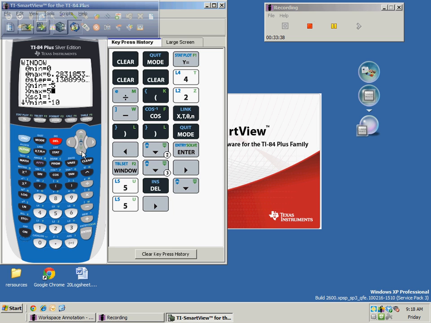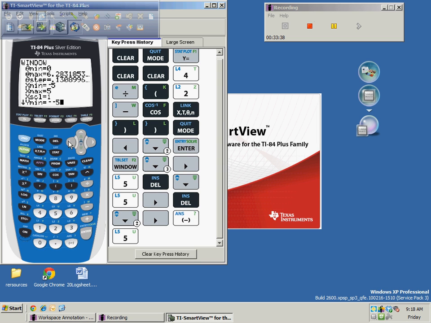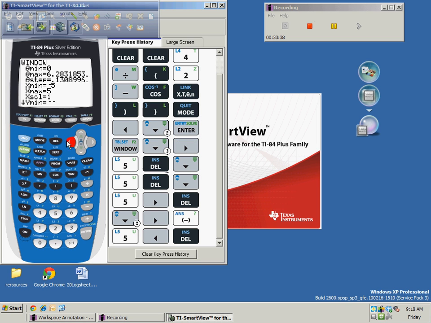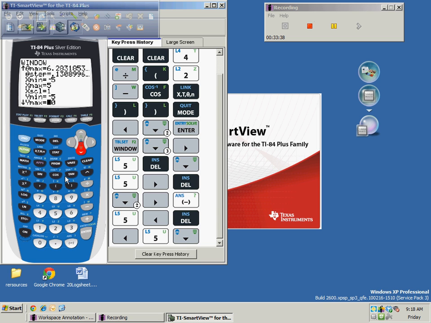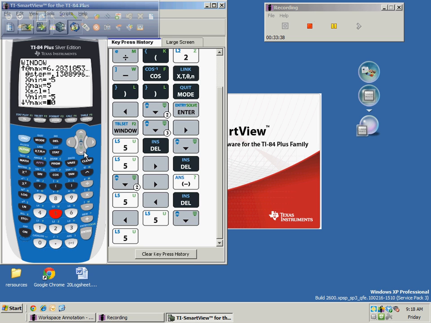And same thing on the y. Let's go from -5 to 5. Change that into 5. And let's pray and see what happens. Graph. Pretty cool, huh? So it graphed the whole ellipse in one shot, okay?